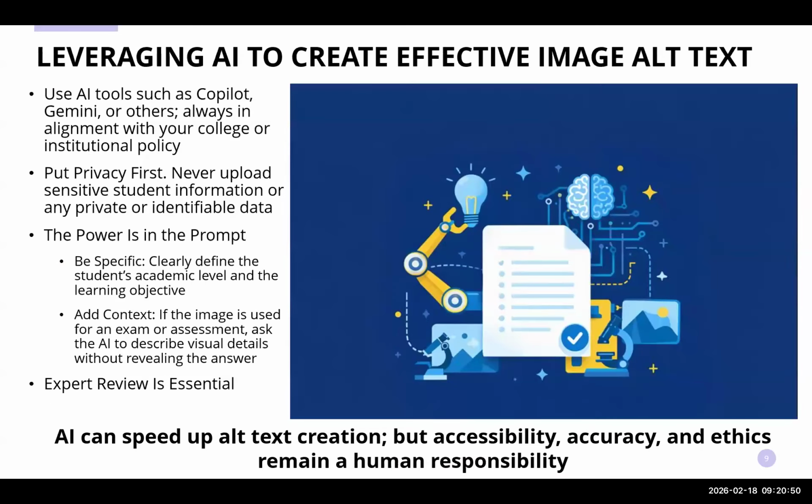Let's talk about what I would like to call the secret weapon in your accessibility toolkit. So, artificial intelligence tools like Copilot, Gemini, ChatGPT, and others can actually be incredibly helpful partners when it comes to drafting image descriptions, especially for complex images in arts and humanities. For visuals, which can be very time consuming especially, it can really be helpful.